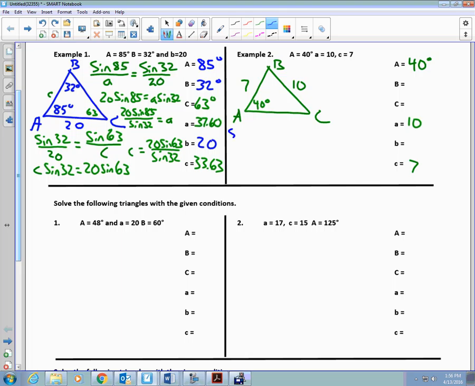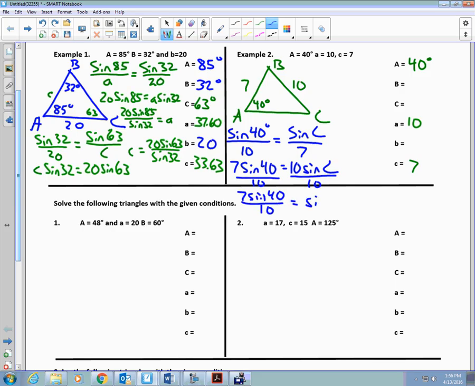I'm going to set it up. Sine of what? 40 divided by 10 is equal to, which angle are we going to be finding? Sine of C divided by 7. I cross multiply. 7 sine of 40 is equal to 10 sine of C. What do I do now? Divide by 10. And I get 7 sine of 40 over 10 is equal to the sine of angle C.